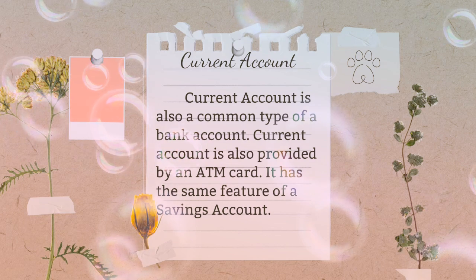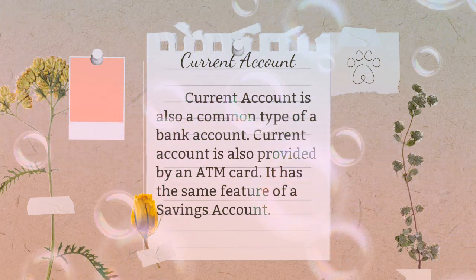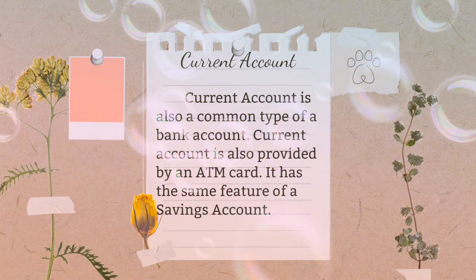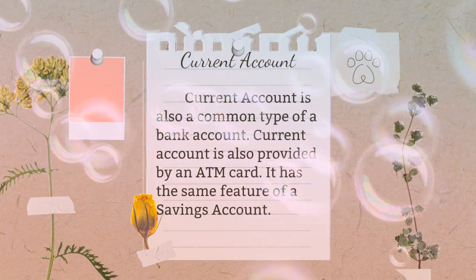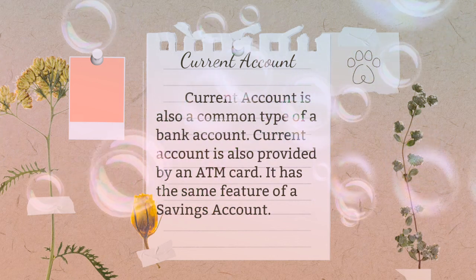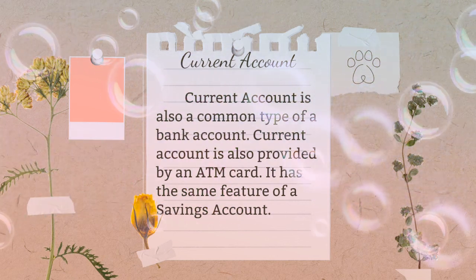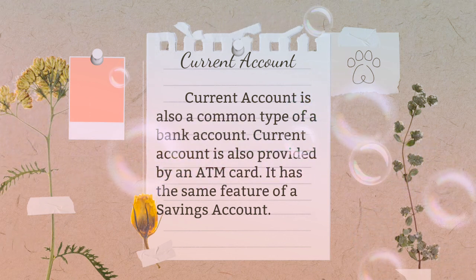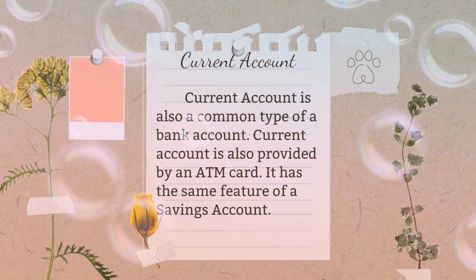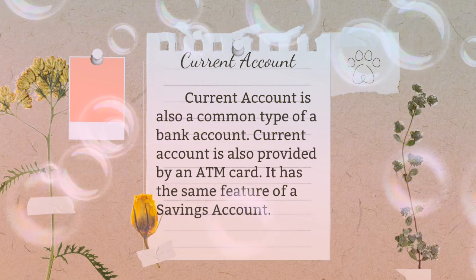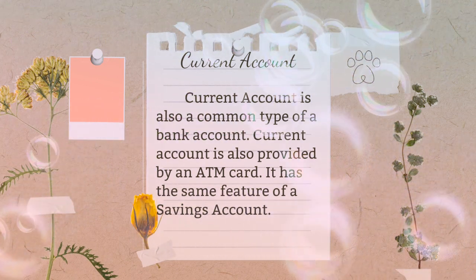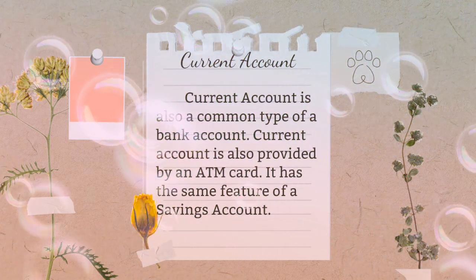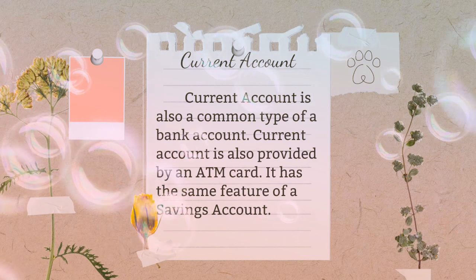The second one is current account. A current account is also a common type of bank account. A current account is also provided with an ATM card. It has the same features as a savings account. A current account doesn't have a maintaining balance like a savings account. If any, it is minimal in amount. This account is usually used for payroll accounts of employees. The bank does not issue a passbook for this kind of account and it doesn't even earn interest like the other accounts.